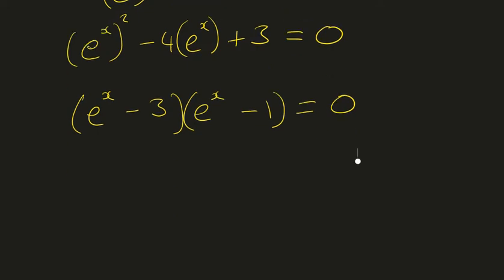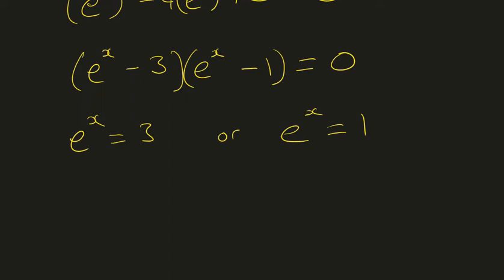Well, that tells us that e to the x equals 3, or e to the x is equal to 1. To find x, we take an ln of both sides. So if we did that, I hope you understand by now that the e is going to cancel out on the left. So we'd just be left with x equals ln 3. And then on the right, we'll have x is equal to ln of 1.